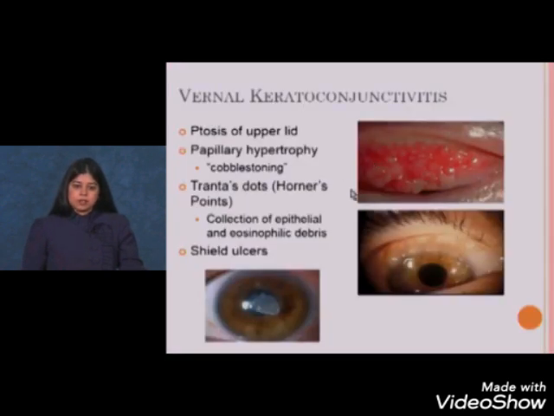So here are some pictures showing some of the signs of vernal keratoconjunctivitis. You can have ptosis of the upper lid. You can have what's called papillary hypertrophy, as you can see here, or cobblestoning of the eyelid. You have Trantas dots here, which is very often seen, and this is due to a collection of epithelial and eosinophilic debris. And then you can get shield ulcers, which can be sight-threatening in the long run and lead to corneal ulcers, etc.